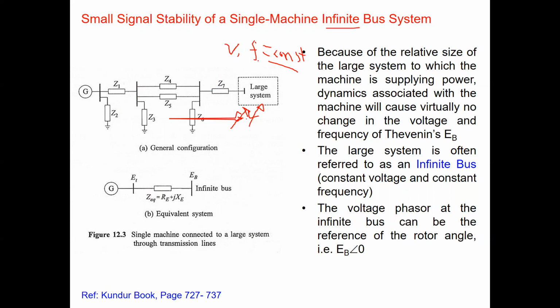You mean the voltage and the frequency constant? Yes. In, let's say, real systems, you can assume that they are. In a real system, it is not possible, even though it can be a very large network.